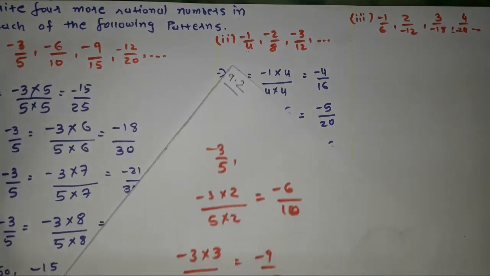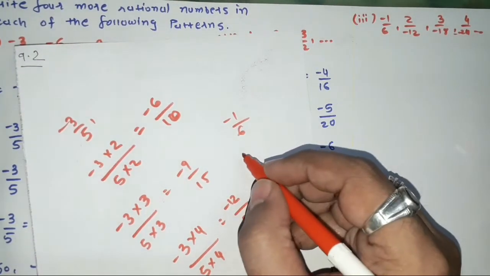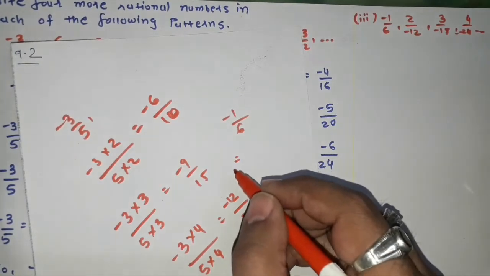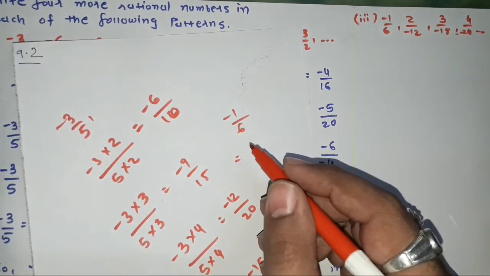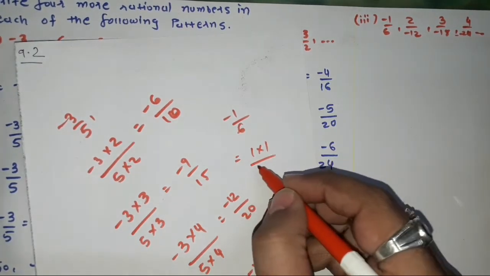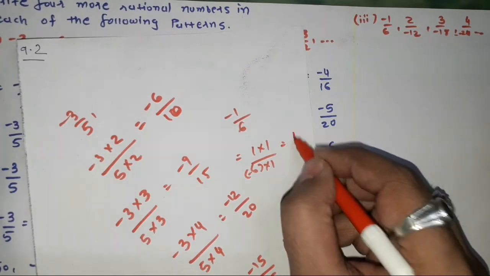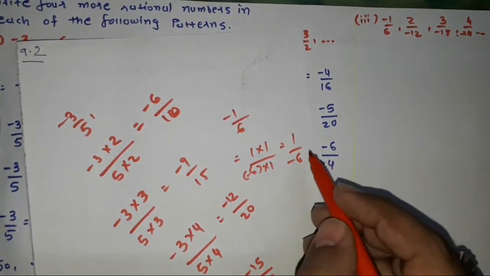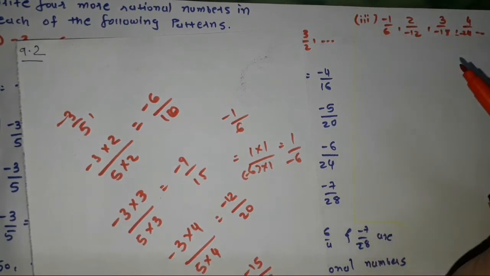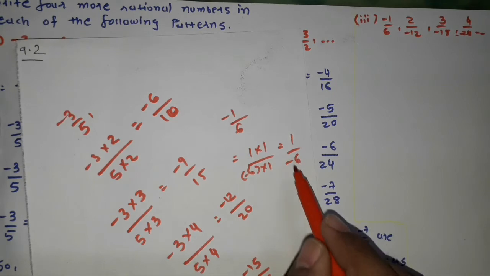So here you can see that, for example, the first one is minus 1 upon 6. We can also write this as 1 into 1 upon minus 6 multiplied by 1. So it is 1 upon minus 6. So the first number is minus 1 upon 6, but the pattern which is continued now is 1 upon minus 6.